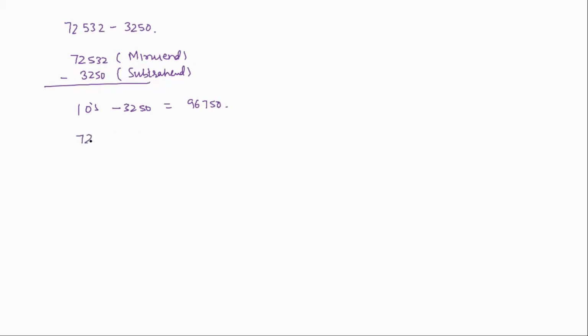So your addition will be like this: 72532 plus 96750. So 2, 8, 12, 9, 16. So 169282. So here what you have observed, a carry is there. So you will discard it, and 69282 is positive, and this is your answer.